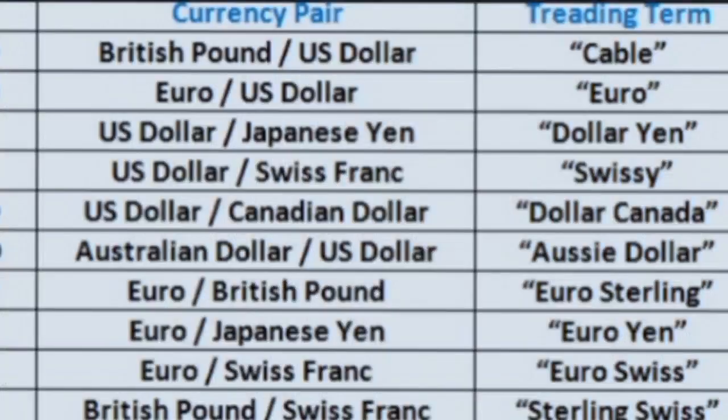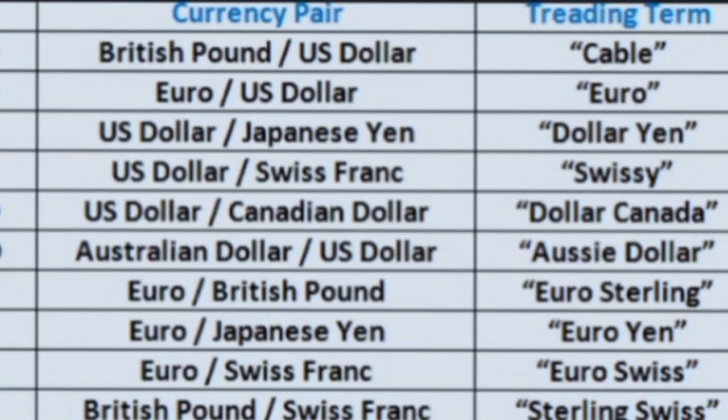And also in the financial market, the money that is traded is traded in pairs, that is, currency pairs. Examples of these currency pairs include GBP USD, which is British pound versus US dollar, and its nickname is called Cable. We also have Euro USD, which is Euro to US dollar, and its nickname is called Fiber. We also have USD JPY, which is US dollar to Japanese yen, and its nickname is known as Dollar Yen. Then we have USD CHF, which is US dollar Swiss franc, also known as Swissy. We have USD CAD, which is US dollar Canadian dollar, also known as Dollar Canada.